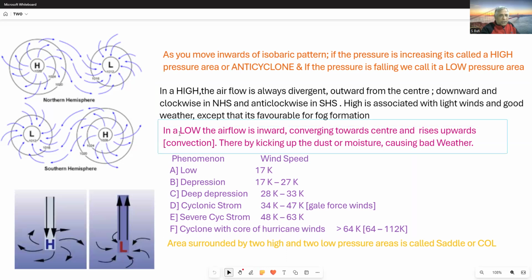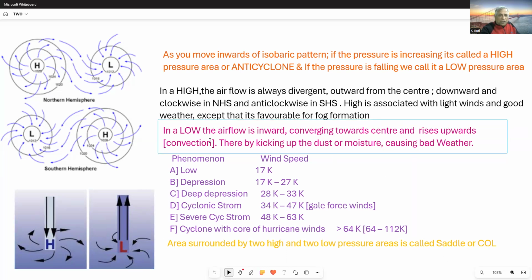In a low pressure area, the airflow is inwards, converging towards the center, and as it meets at the center from all sides, it sets up convective currents. The air rises. In a high pressure area, the airflow is downward, called subsidence, and near the ground, it is outward.